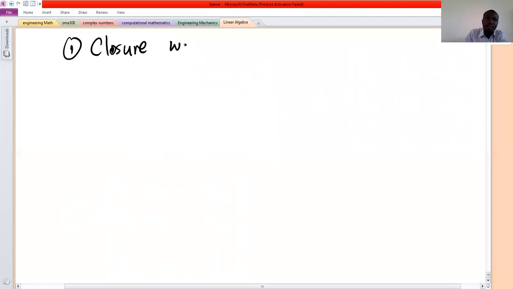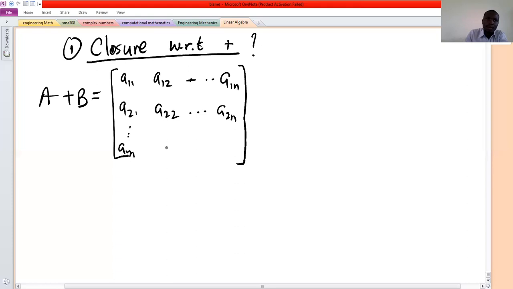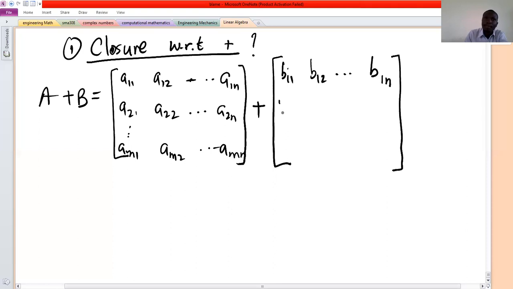with respect to addition. So if we take A plus B, we'll have A11, A12 up to A1n, A21, A22 up to A2n, Am1, Am2 up to Amn, plus B, which is B11, B12 up to B1n, B21, B22 all the way up to B2n, and then Bm1, Bm2 up to Bmn.